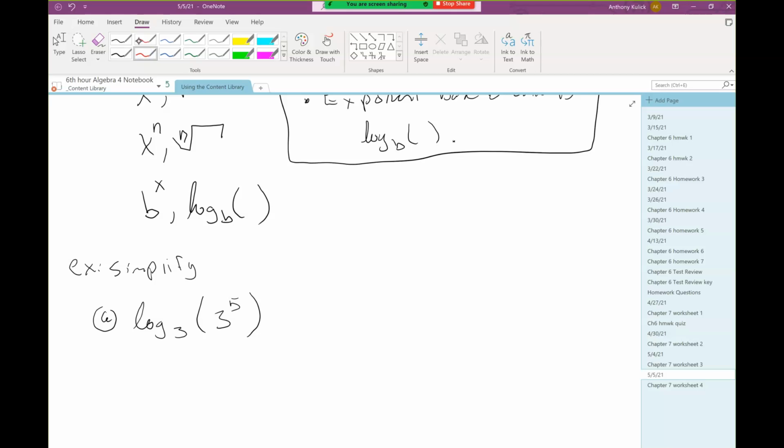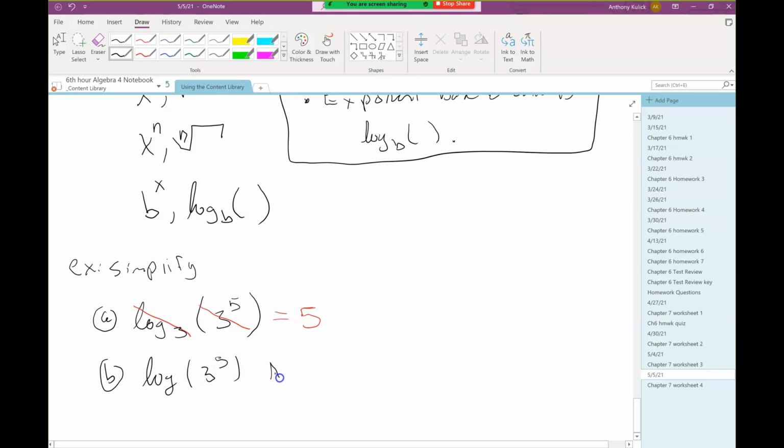So if I have log base 3 of 3 to the 5th, the log base 3 and the exponent base 3 cancel, and I'm left with just the exponent. Joe? So can you only cancel stuff out if the log base and the exponent base match? It's the same number, same value? That is correct. So for example, if this was log of 3 to the 5th, there's nothing to do there. And the base in that is 10, correct? Correct.